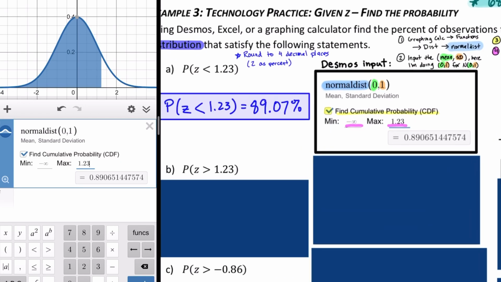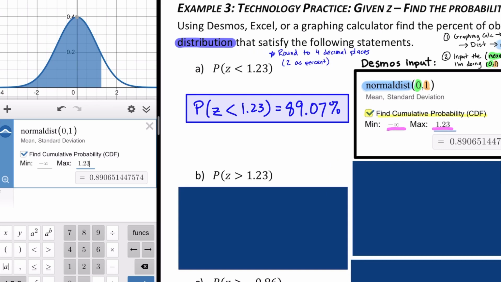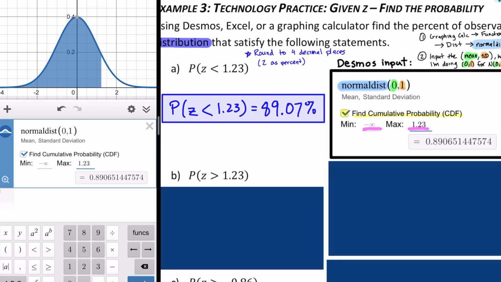So this gives us a proportion between 0 and 1. So we should convert this to a percent if it's asking for a percent. So move it over 2 decimal places and we get 89.07%. All right, let's do the next one.